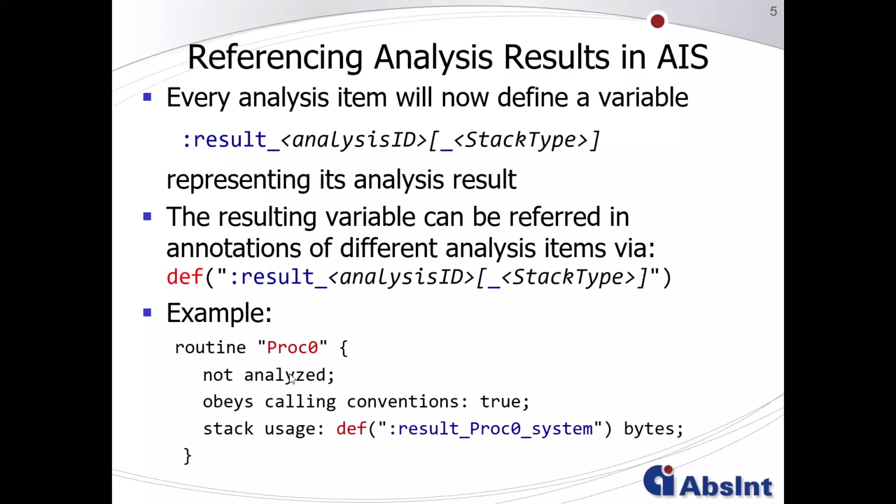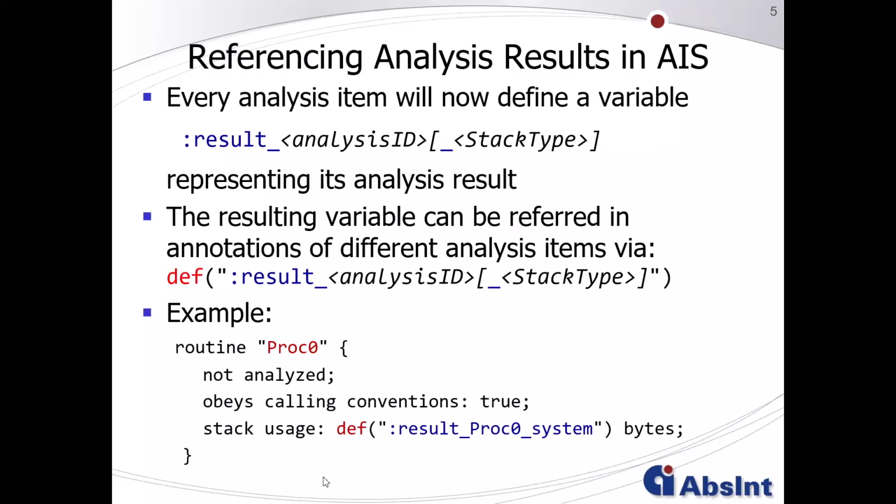Assume that we have a big analysis and we would like to exclude the routine proc0 in this main analysis, and instead of annotating a fixed constant stack usage value, we are now referring to some separate analysis where we analyze the routine proc0 separately in a different analysis item. And this can be done by this annotation now.